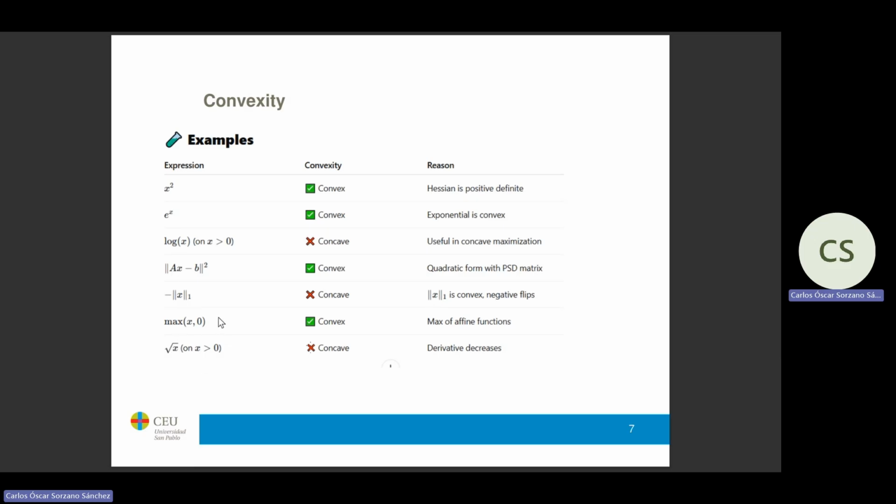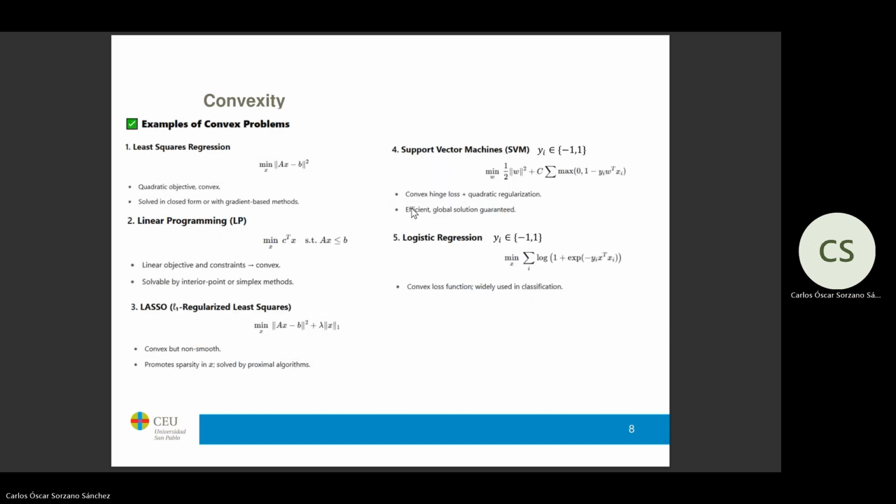The maximum with zero is also convex. The square root is concave. And here I'm making some more comments. Any question? No? Okay, then more examples of convex problems.